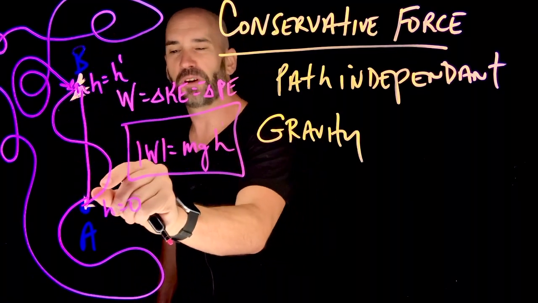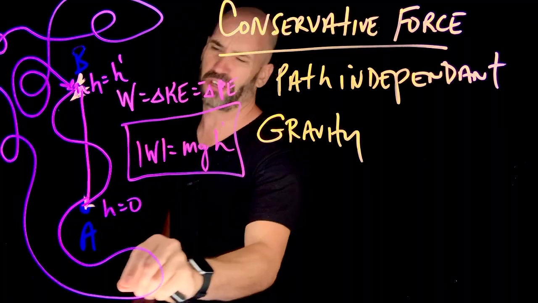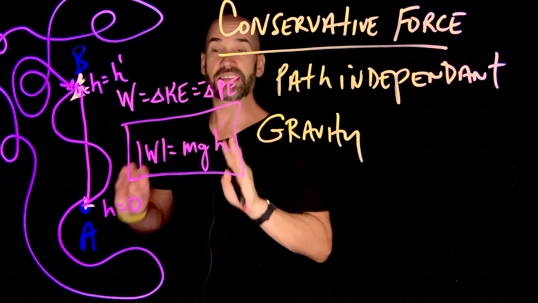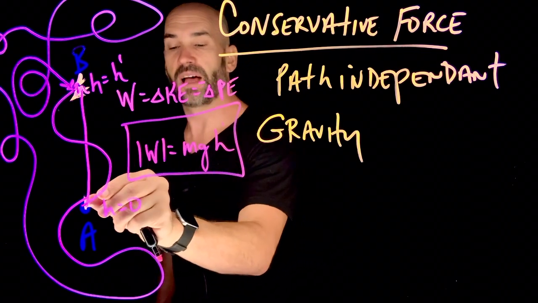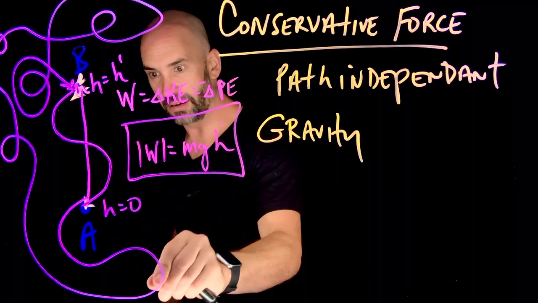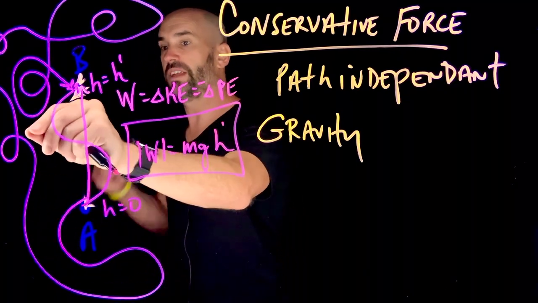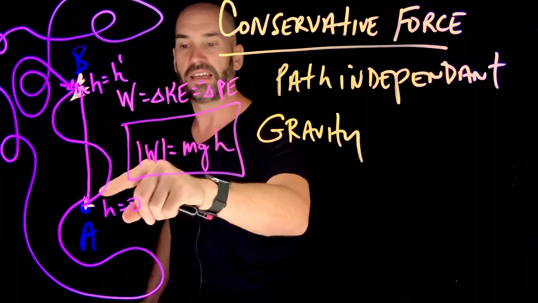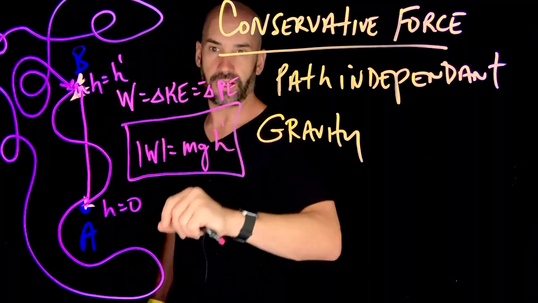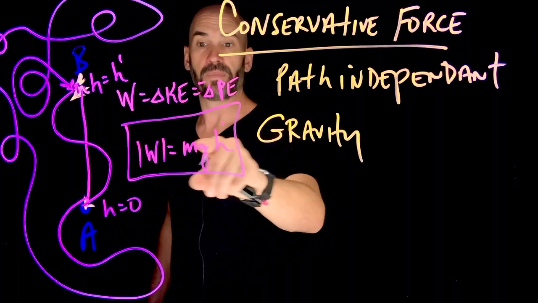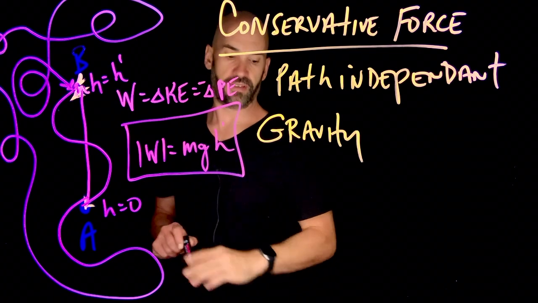It's not like friction where we're working against the friction the entire time, right? It's not like that. It's like sometimes gravity's helping us, in this case if we're going down, and then sometimes we're working against gravity, and the net difference is just the change in height, okay? So it doesn't matter which path we go for gravity, work is equal to mass times gravity times height.